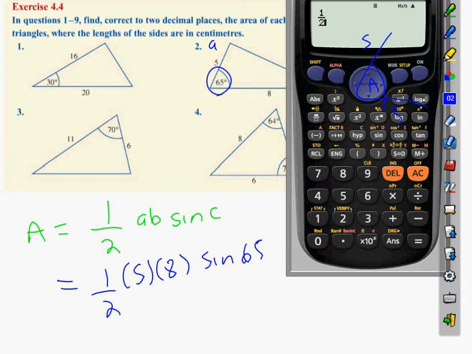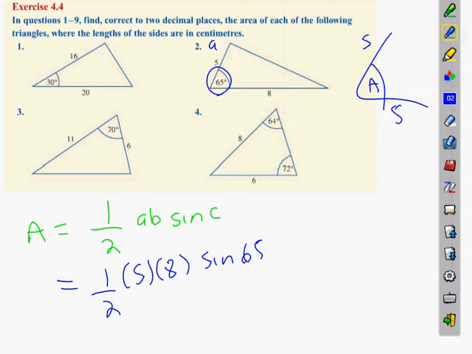So, 5 times 8 sine 65. And what we get there is 18.13. Do you always have to close the bracket after that sine? Yeah, you did. 18.13. Okay, sides are in centimeters, so area is measured in centimeters squared.